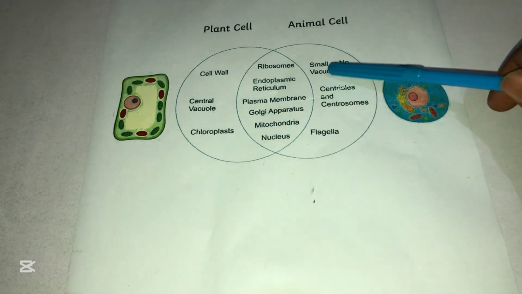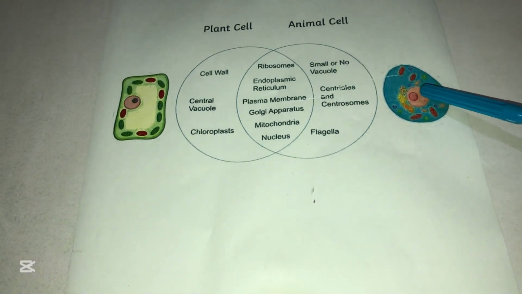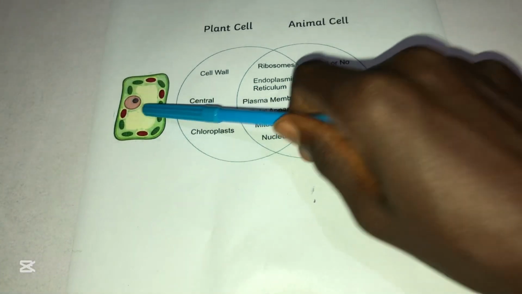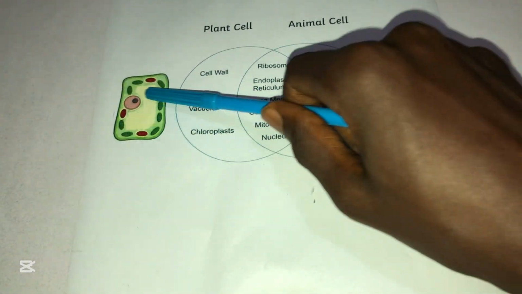Now, these are some differences here. We have small or no vacuole in animal cells. They have a smaller vacuole. And then in plant cells, we have a large vacuole. See the central vacuole. You can see it here. The central vacuole is large.